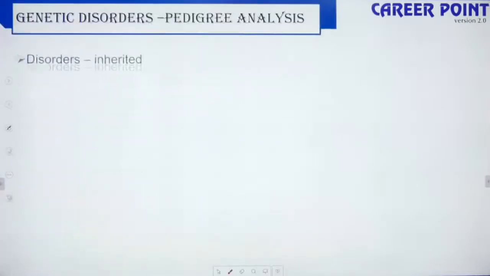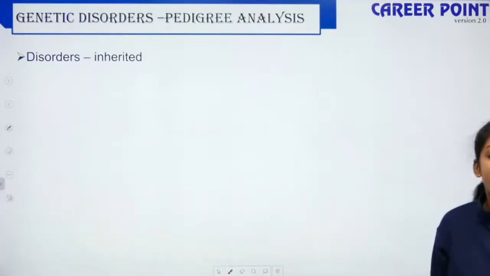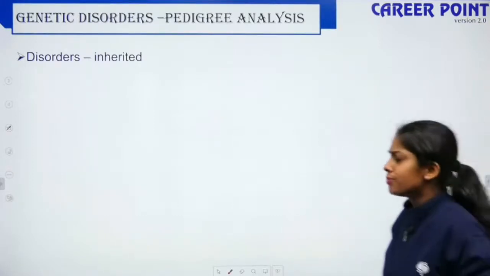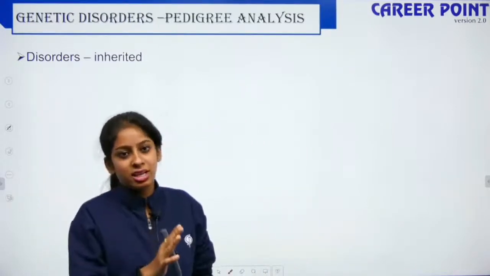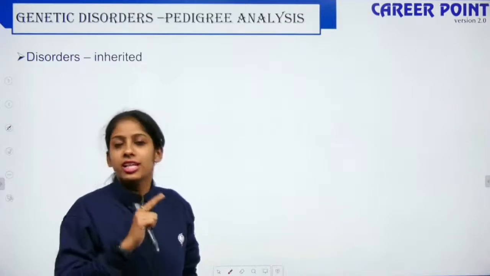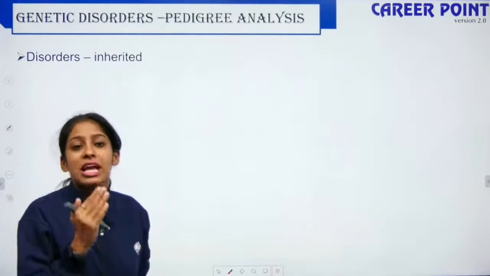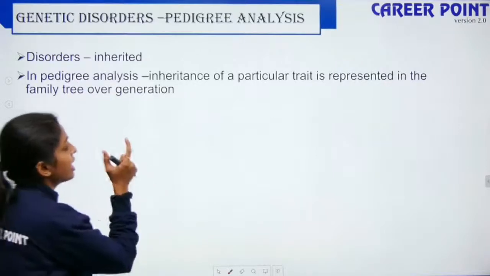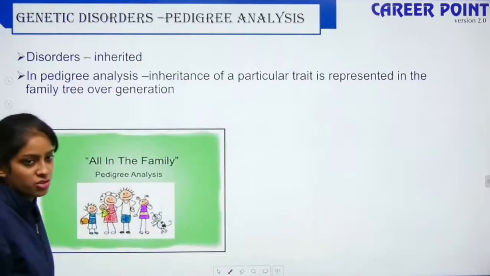Okay, moving further, genetic disorders. Here we have a new term known as pedigree analysis. What is pedigree analysis and why is it important? Before we go into it, let me describe: some disorders are inherited. Just like if your mother has curly hair and you get curly hair, these things get inherited, so can disorders. So in pedigree analysis, the inheritance of a particular trait is represented in the family tree over generations.